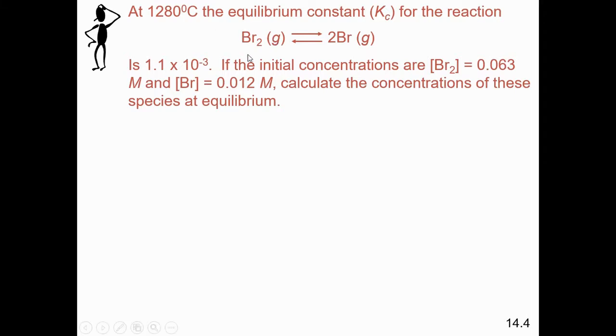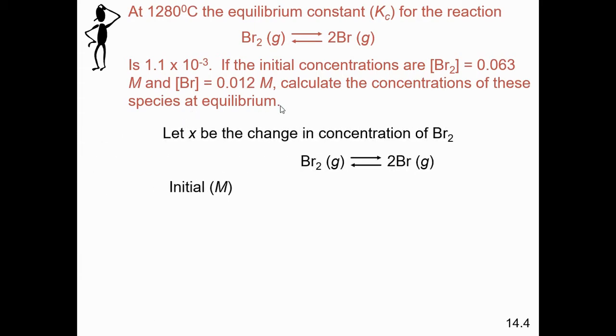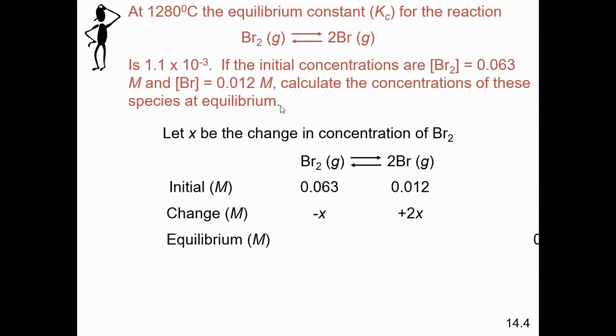Okay, so here we have Br2 gas forming 2Br gas. They gave us the initial concentrations of Br2 and Br, and they said calculate the concentrations of these species at equilibrium. So we are going to set up an ICE chart. These are what was given. What's the change? Minus x, plus 2x. And at equilibrium, it's 0.063 minus x and 0.012 plus 2x.